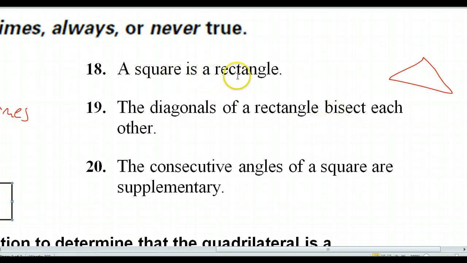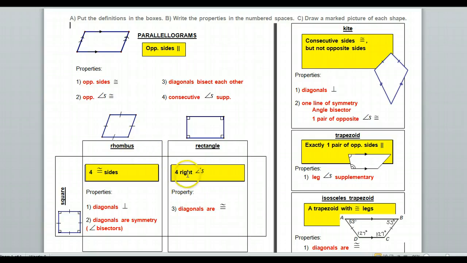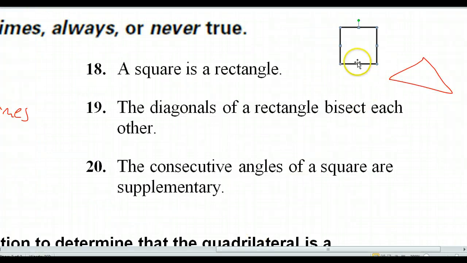A square is a rectangle. Always, sometimes, or never? A square is always a rectangle. What's the definition of a rectangle? Four right angles. Does a square always have four right angles? Yes. So a square is always a rectangle.